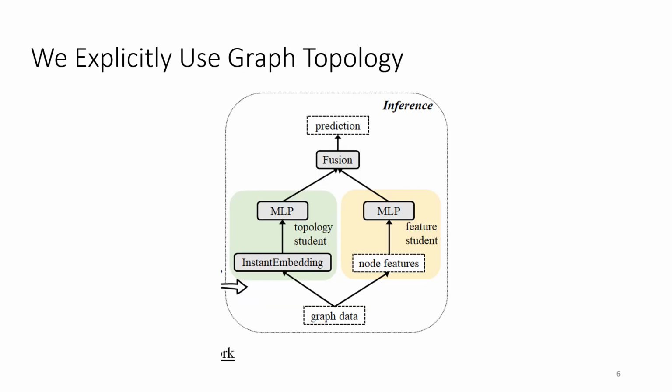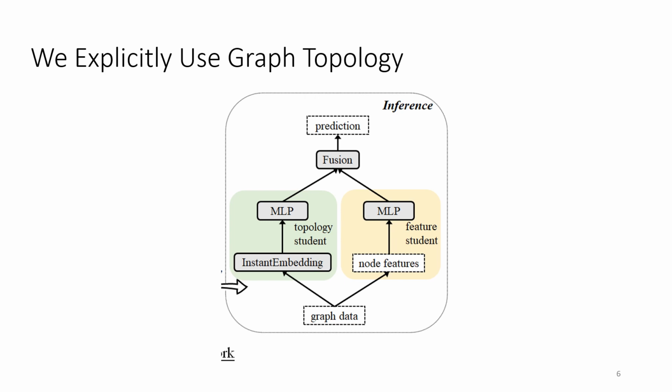Because message passing neural networks' implicit use of graph topology induces both these issues, we aim to explicitly utilize the information from graph topology to address them and improve message passing neural networks. However, graph topology is irregular and discrete, which makes it non-trivial to handle with an MLP.